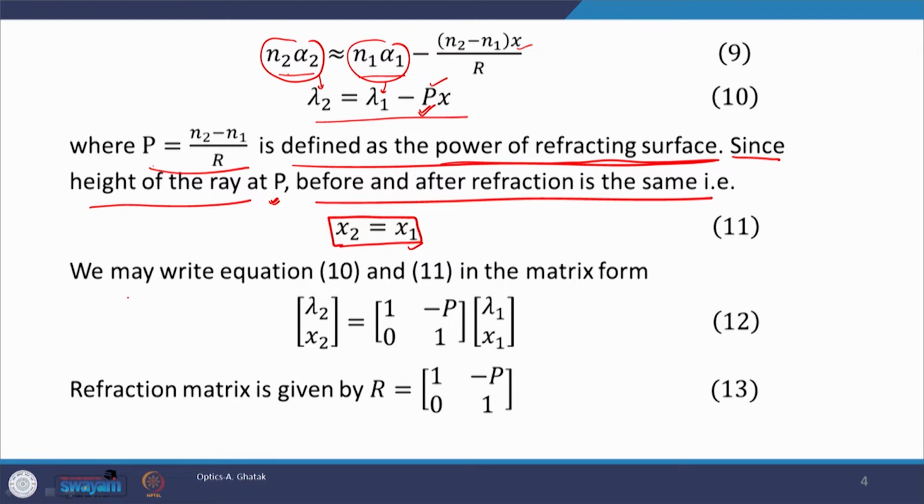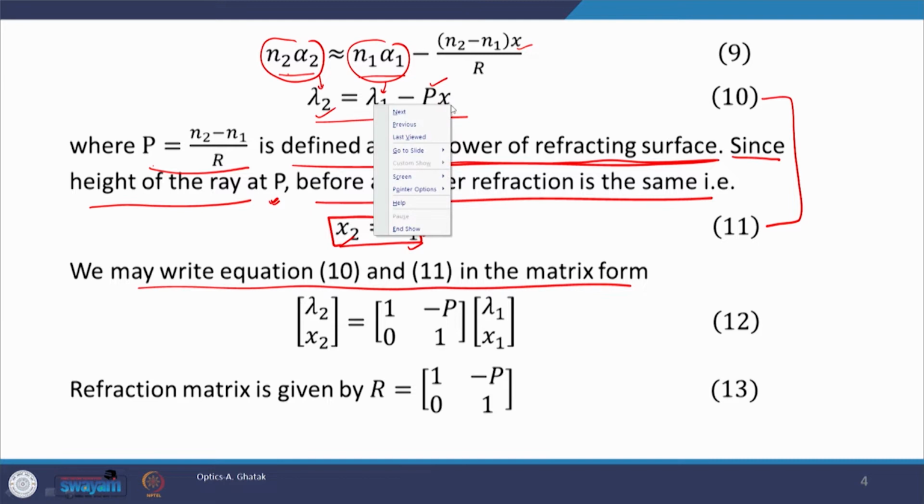Okay. Therefore, we may write equation 10 and 11 in the matrix form. We have two equations, number 10 and 11. On the left hand side of 10 and 11, we have lambda 2 and x2 respectively, while on the right hand side we have lambda 1 x1 and p and x here. We should replace x with x1 here for congruence.